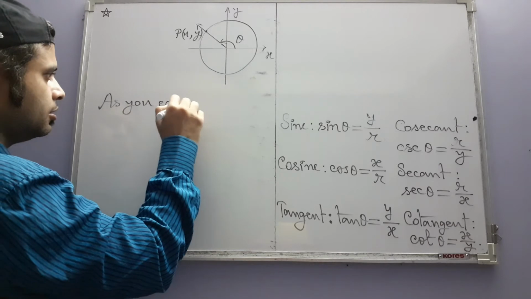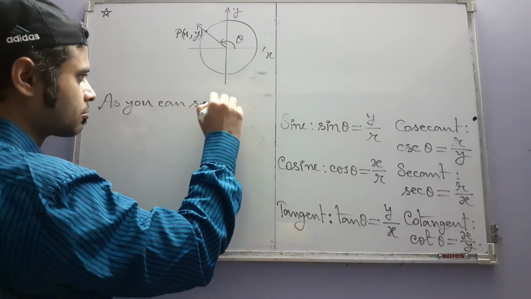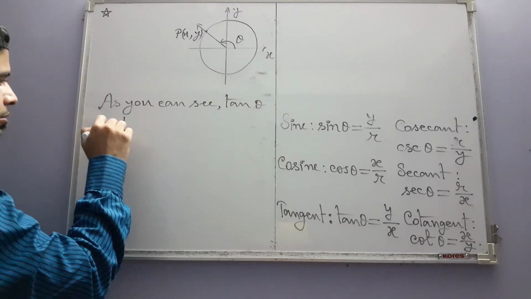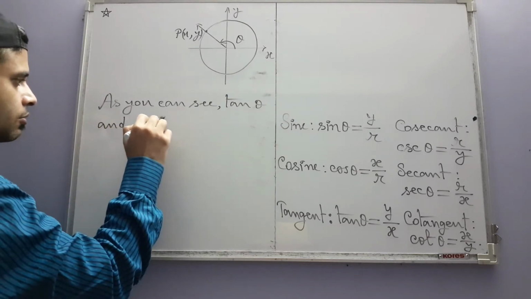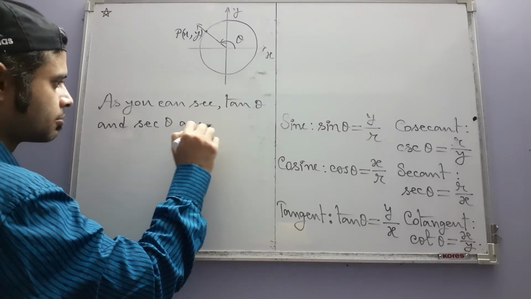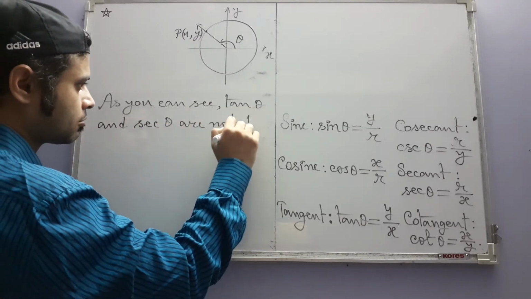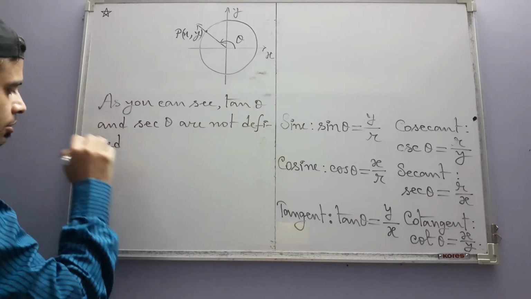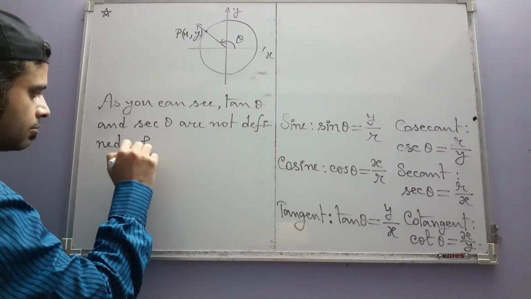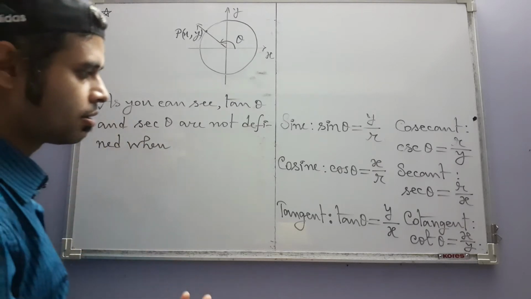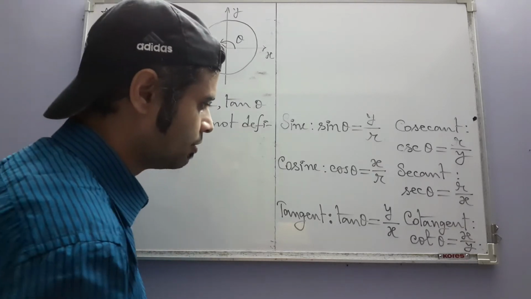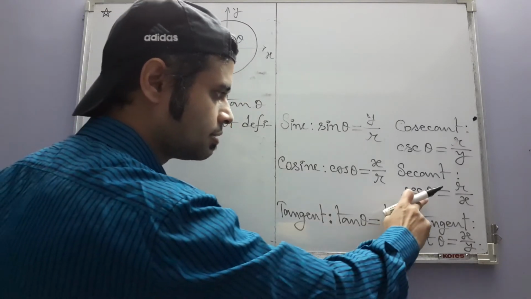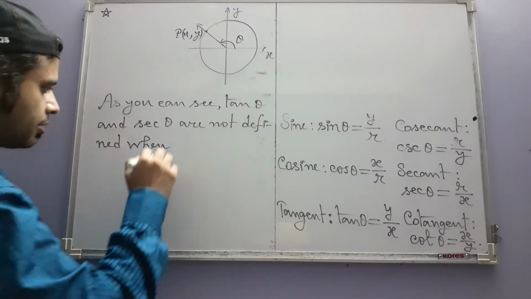As you can see, tan theta and secant theta are not defined when their denominators equal 0. That is, here in tan theta the denominator is x, in secant theta also the denominator is x.